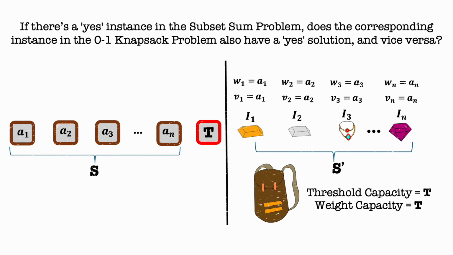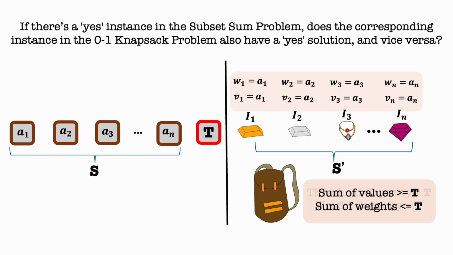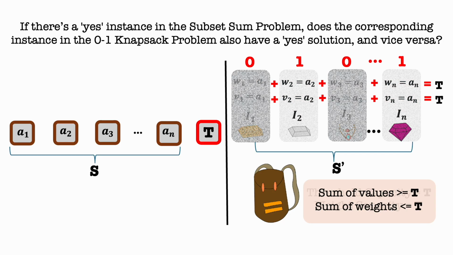Let's answer the question. Since in this reduction the weight of each item is equal to its value, the constraints in the knapsack problem, sum of weights less than or equal to t and sum of values greater than or equal to t, are only satisfied when the sum of the subset's integers equals t. Therefore, if there is a solution to the subset sum problem, there will be a solution to the corresponding 0-1 knapsack problem and vice versa. It means we have successfully reduced the subset sum problem into the decision version of the 0-1 knapsack problem.